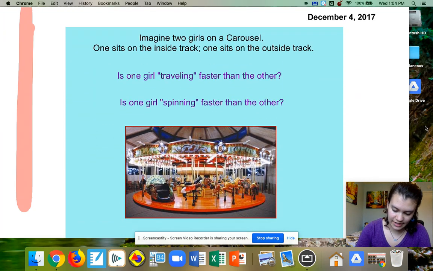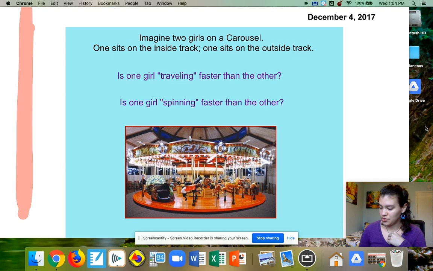So here's this next slide. Think about this by yourselves. We have a carousel. One person is sitting right on the inside, one person sitting right on the outside. Then answer these two questions: Is one person spinning faster than the other? And is one person traveling faster than the other?